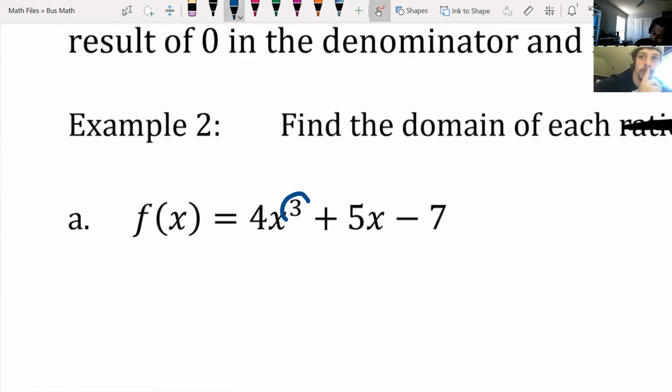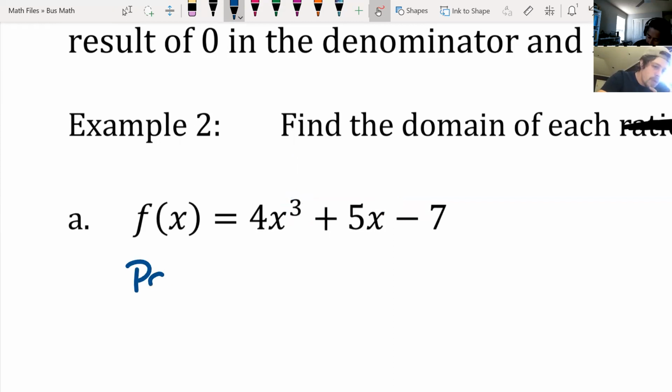Now, in order to be a polynomial function, all of your exponents must be whole positive numbers. That is the definition of a polynomial. Your degrees, your exponents, your powers, they must be whole numbers and they must be positive, which we see that 3 and 1 are definitely positive numbers and they are whole numbers. Okay, that's just a brief definition of what a polynomial is.